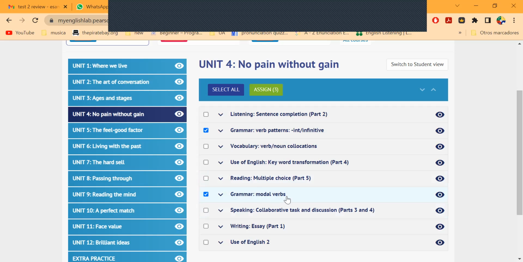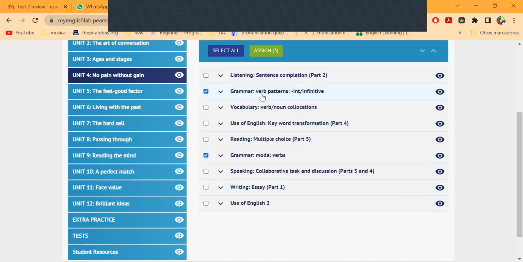The second topic for test number 2 is modal verbs. So, verb patterns and modal verbs from unit 4. So, for all the people who didn't come yesterday or who haven't done these activities in My English Lab, it's a very good idea to do them before the test, okay?